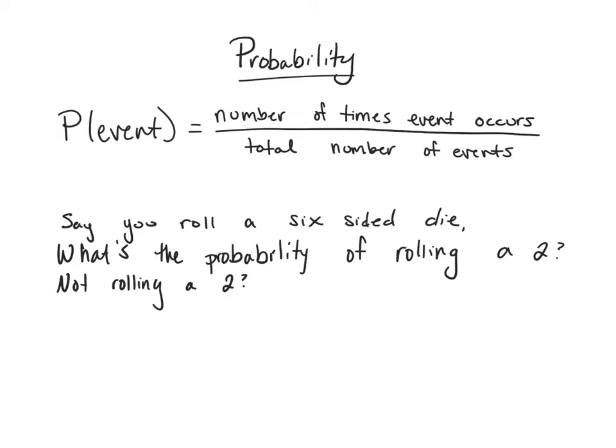So if I'm looking at, say, I roll a 6-sided die, a normal die, what's the probability of rolling a 2? Well, how many 2s are on the die? If I say the probability of a 2, there's 1 2 on the die, and there's 6 total numbers. So the probability of rolling a 2 is 1 out of 6.